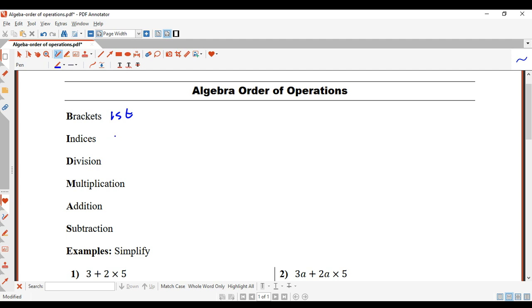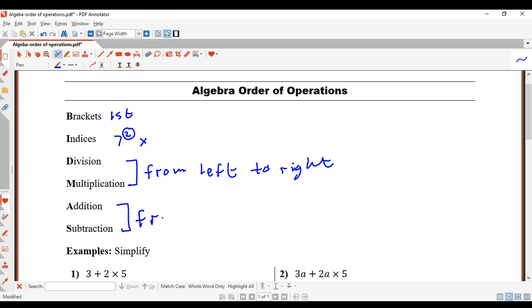Indices are like powers. So for example, 7 squared, that's called an index or an indice. Now, we probably won't have to worry about these too much in year 7, more in year 8. Then we've got division and multiplication, but you group these together and you do whichever comes first, from left to right. And then addition and subtraction are also grouped together. You don't necessarily do subtraction after addition. You do whichever one comes first from left to right.